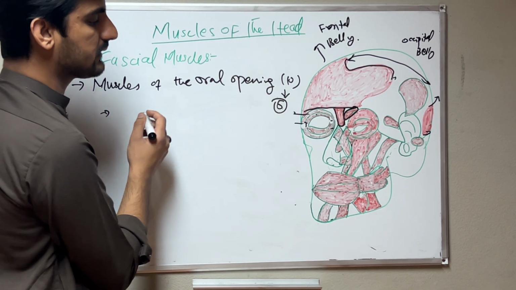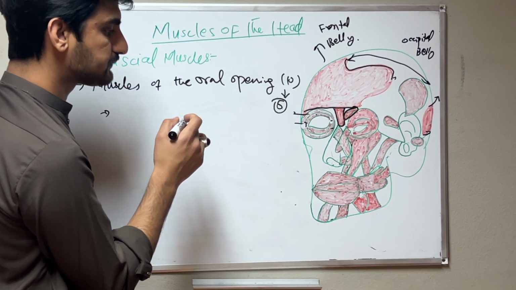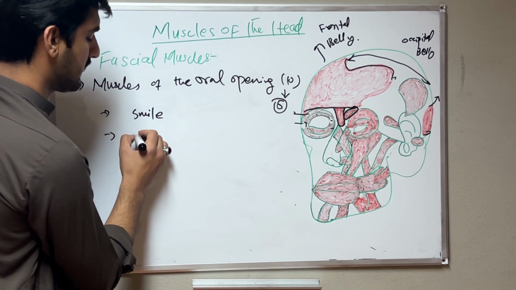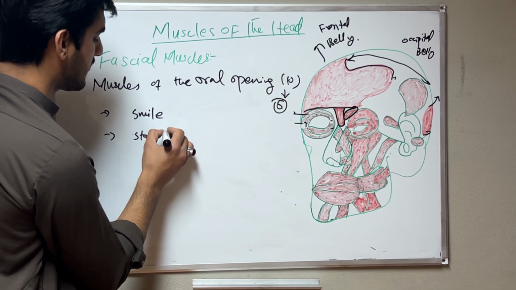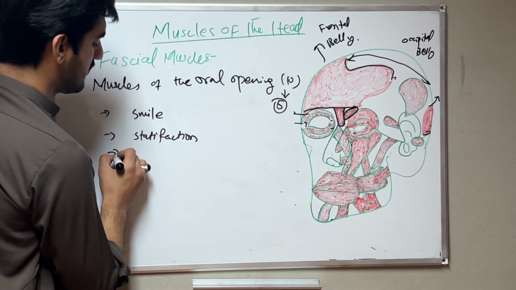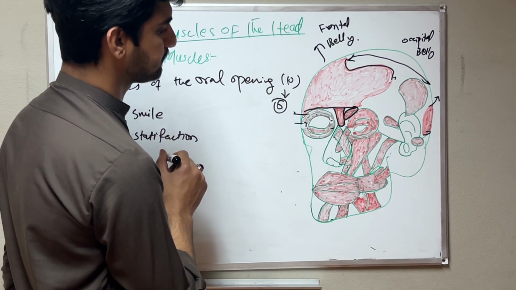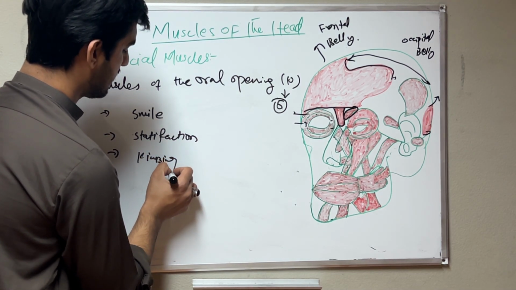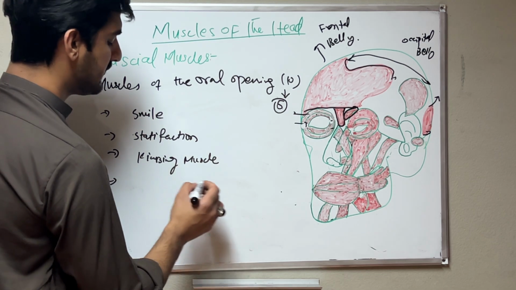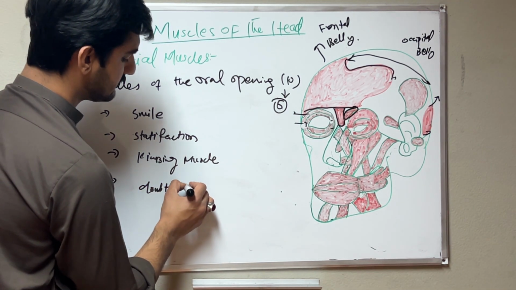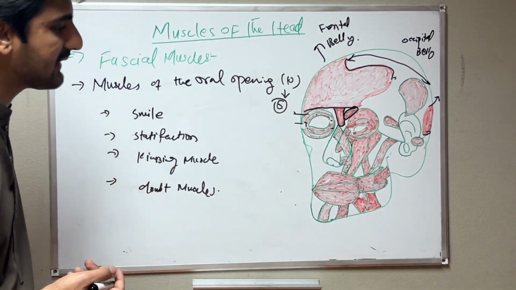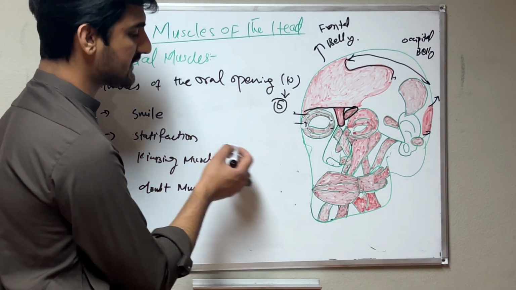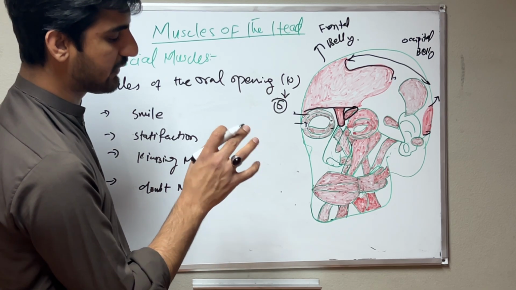Nowadays, in the subsection division, we have the smile muscles, which take part in smiling. Some are satisfaction muscles, some are kissing muscles, and then we have doubt muscles. Now I will show which are the smile muscles, which are the kissing muscles, and which are the doubt and satisfaction muscles. Satisfaction muscles are also the lateral wall muscles of the oral opening.